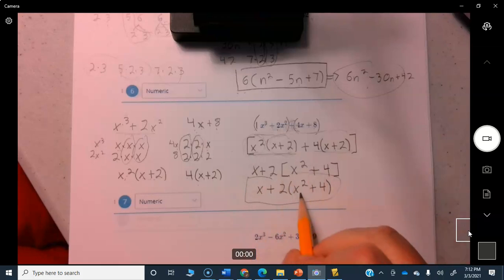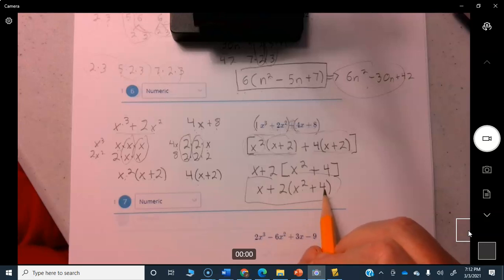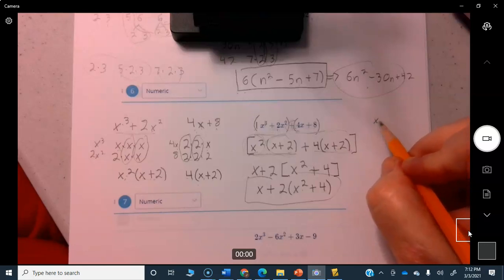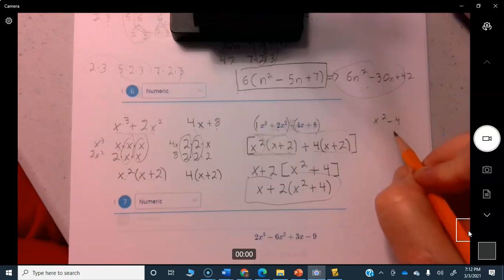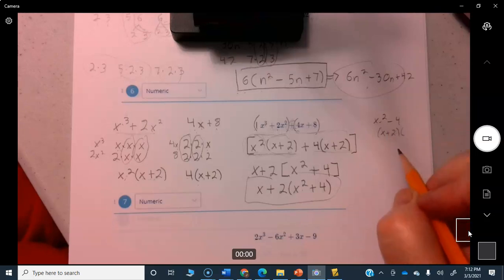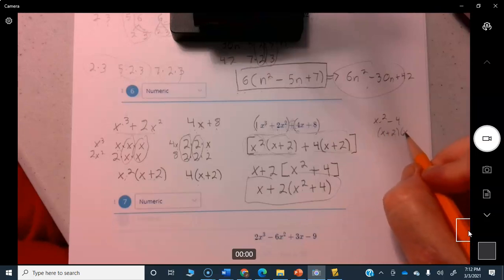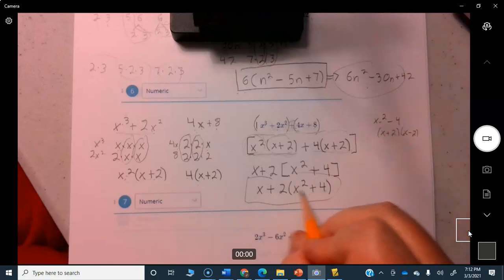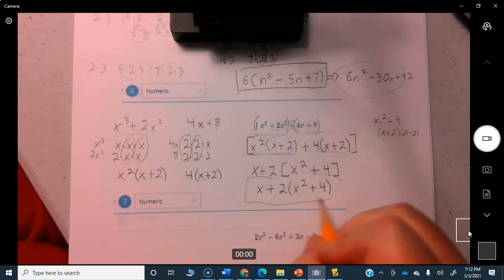Now you might ask yourself, does this factor? And the answer is no. X squared plus 4 does not factor. You might remember from Integrated Math 2 that x squared minus 4 would have factored. It's called the difference of two perfect squares, because x squared is a perfect square and 4 is a perfect square. So it would have been x plus 2 times x minus 2. If that had been a minus sign, that would have factored, but it's not. It's a plus sign. There's no way to factor that, okay? All right, so this is the final answer for this problem.